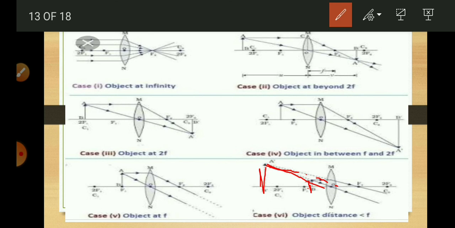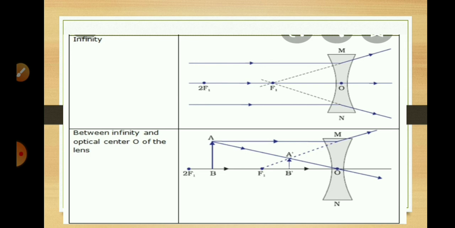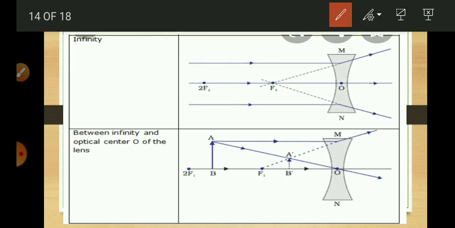So all these are different positions of object, position of image and nature and size of image formed by the convex lens. Now we'll see image formation by concave lens at different positions. First case is when object is at infinity. When object is placed at infinity, again we have to take any two rays out of those three rays of light ray rule. First rule is what?